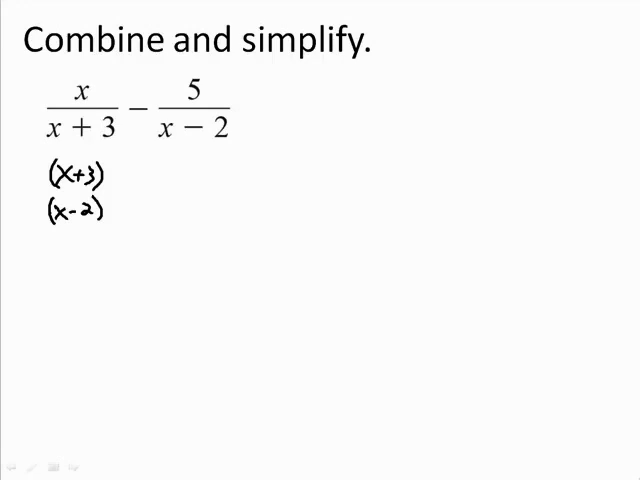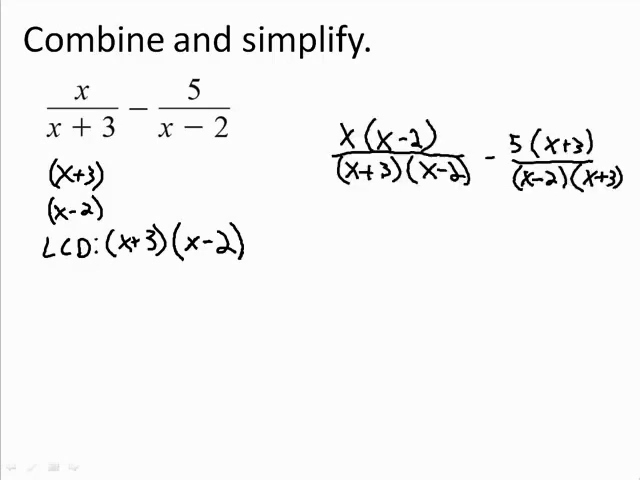The least common denominator has to contain each of these terms. So the least common denominator is the quantity x plus 3 times the quantity x minus 2. You want the denominator of each fraction to be the quantity x plus 3 times the quantity x minus 2. Multiply the first fraction by x minus 2 divided by x minus 2, and multiply the second fraction by x plus 3 divided by x plus 3.